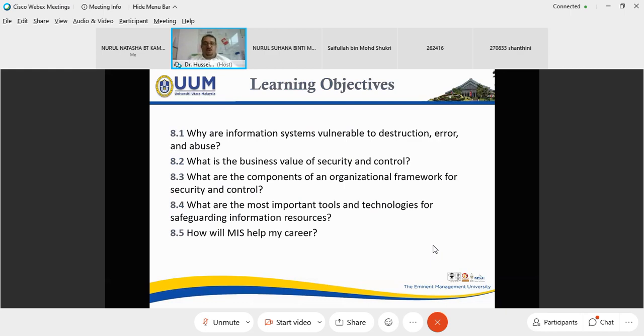What is the business value of security? Oh, there is a huge business value of security and control. What are the components of an organizational framework for security and control? There is a framework. What do companies have to do to make sure of that? What are the most important tools and technology for safeguarding information systems? Yes, like antivirus. What are these that can do safeguarding? So let's go now.